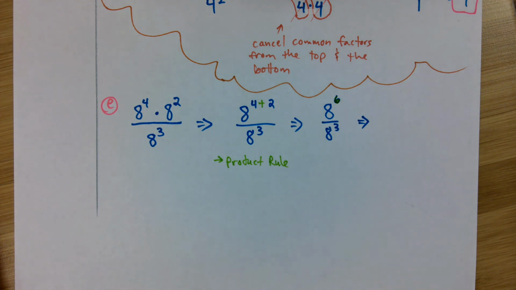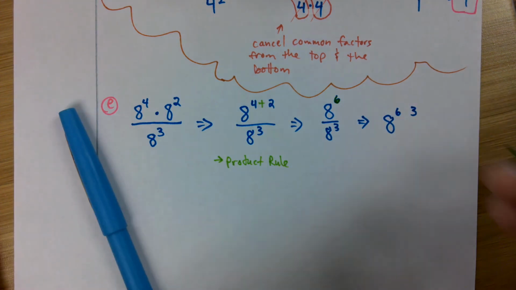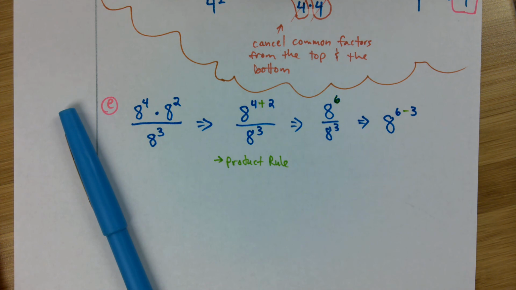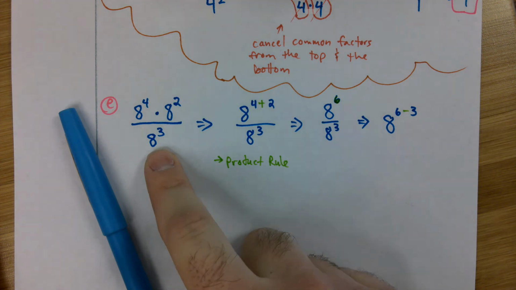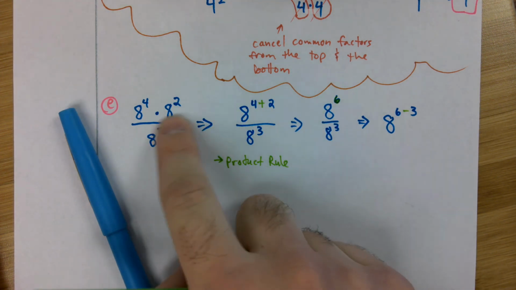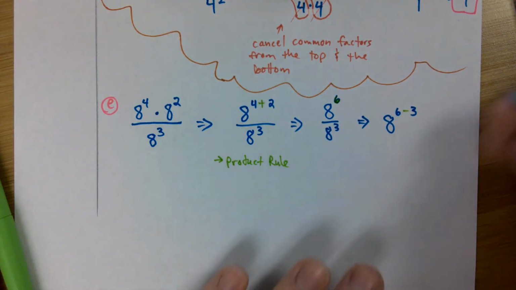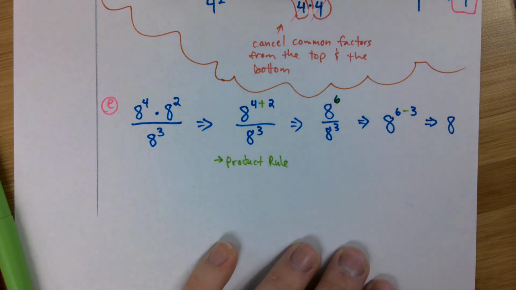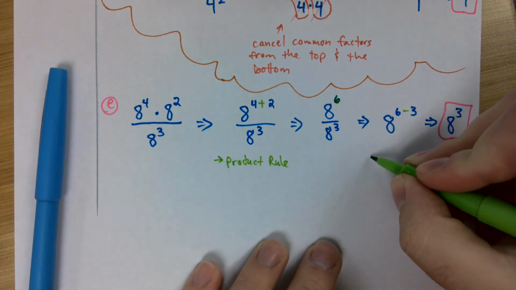And now that we've condensed our two terms in the numerator, now we can use the quotient rule to bring this down into just one base of 8 to the power of 6 minus 3. So if you see something that looks like this on IXL, you may get confused because there's a lot going on. Just take it step by step. Solve the product rule first, and then you can solve the quotient rule. And here you would get what? 8 to the 3rd power. Exactly. So this right here was the quotient rule.